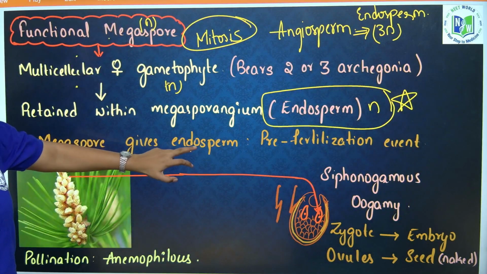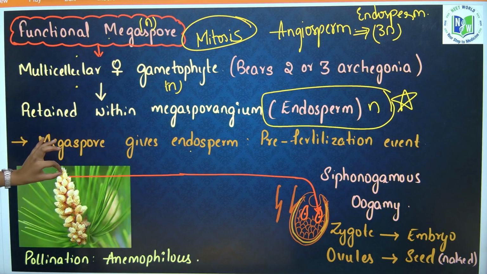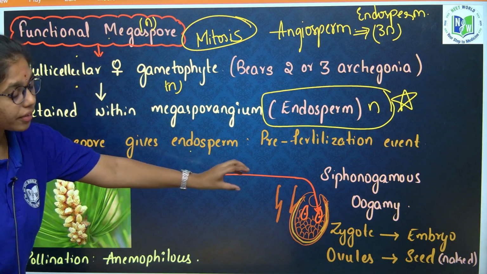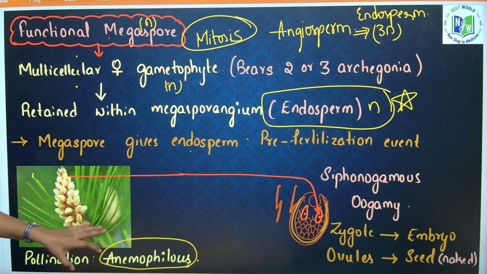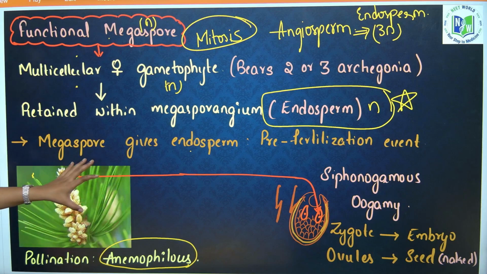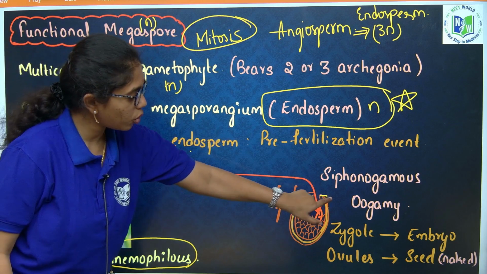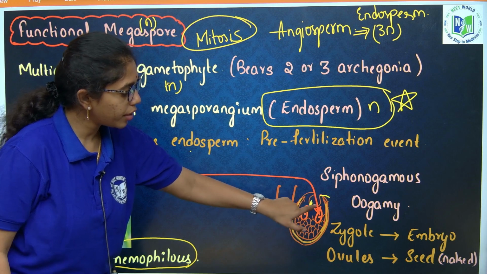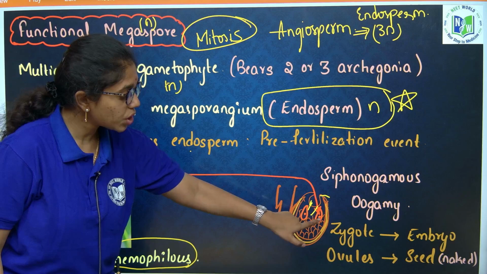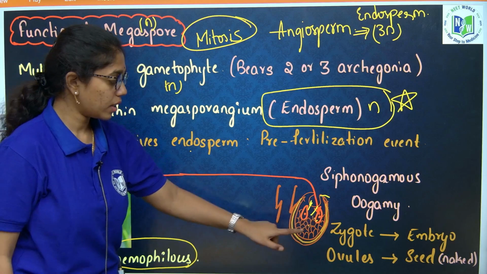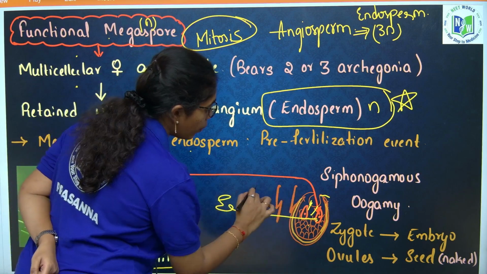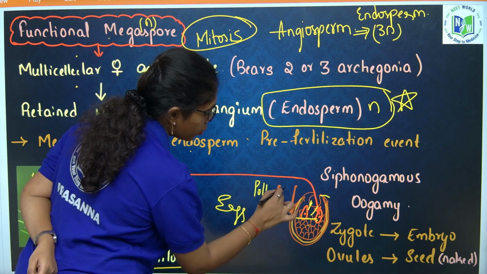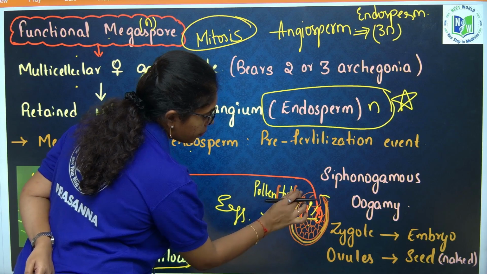Megaspore gives endosperm, a pre-fertilization event. Now the pollen grain, which is the mature male gametophyte, is mostly anemophilous, which means travelled through wind. It is travelled through wind currents and reaches the micropylar region, and here the pollen tube is developed to reach the matured egg, through the pollen tube.